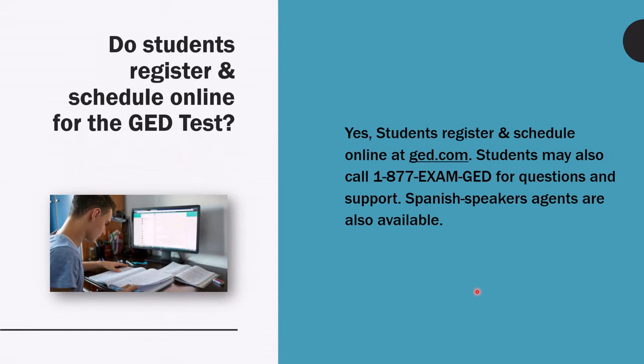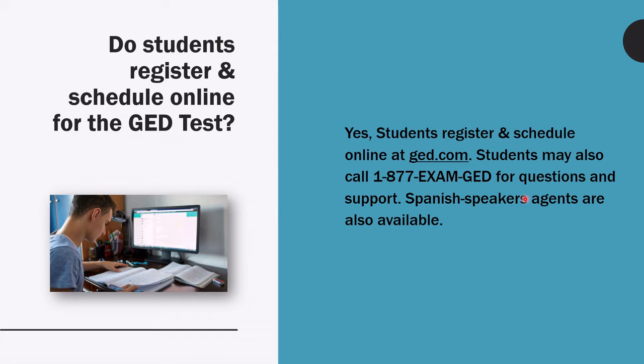Now, in order to take the GED test, you must register online. You have to go to the official GED website, which is GED.com, and register there. There's also a phone number, 1-877-EXAM-GED, but it's only for questions and support.